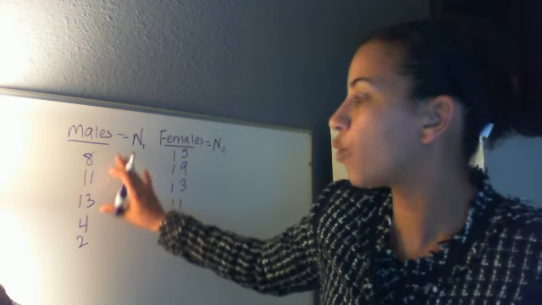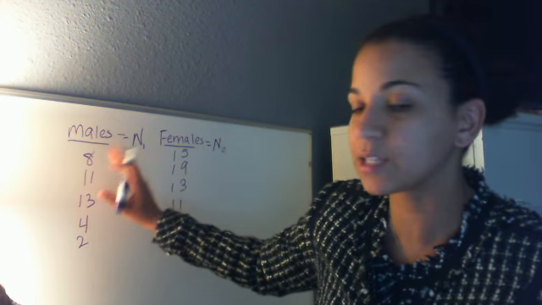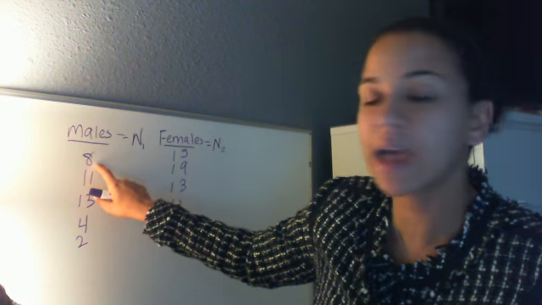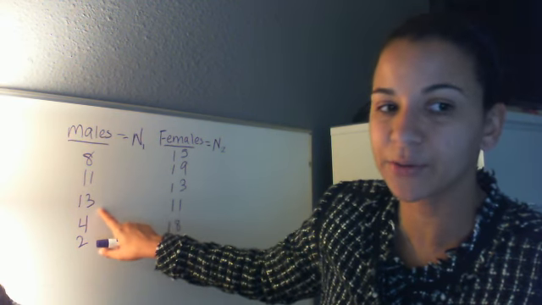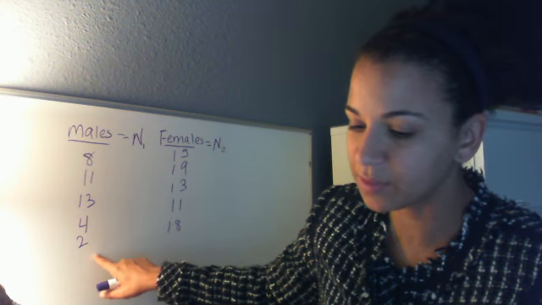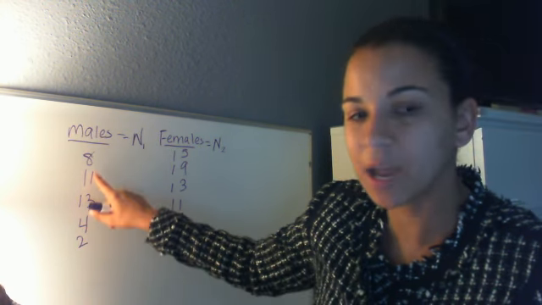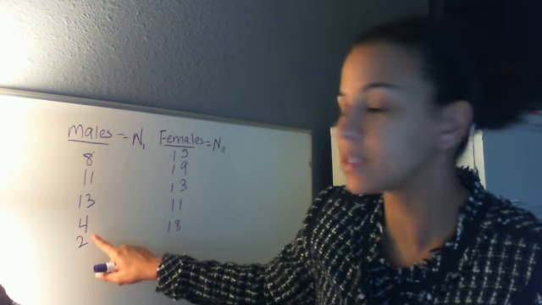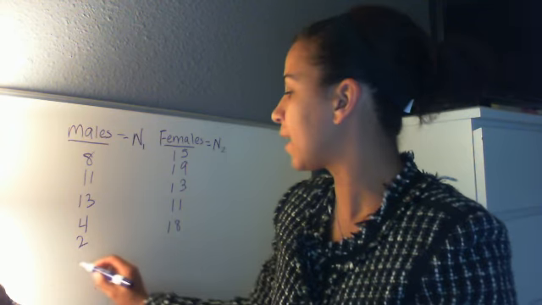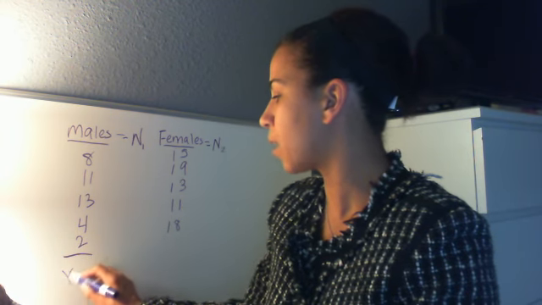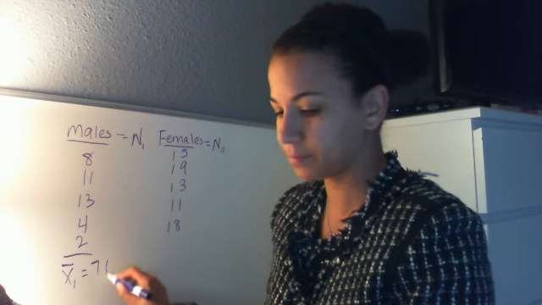But for what you have, I've got the 5 guys. In a 1 hour time frame, let's say, this guy smiled 8 times. This guy smiled 11 times. This guy smiled 13. This one smiled 4, and this one smiled 2. All right, so if I add up all these numbers, just like you would your grades, and then divide by 5, I get the average. And so what I find out is that the average, X bar, is equal to 7.6.